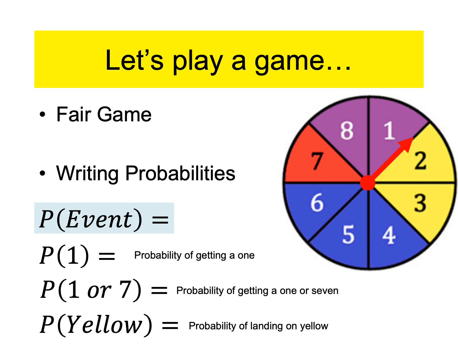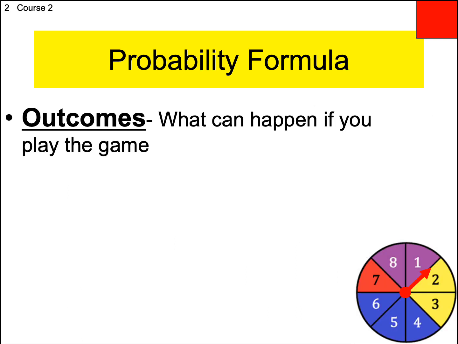Tonight for homework, when you look at the questions, you'll see the P, and then inside the parentheses will be the event that you will calculate. Okay, so I do need you to write this down one more time. Outcomes. Remember, outcomes is what can happen if you play the game. That's every single possibility. Every single possibility. And so this will be the formula for calculating each of those outcomes.